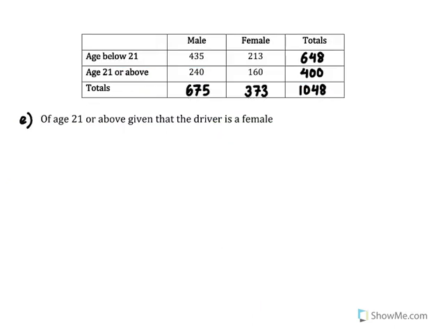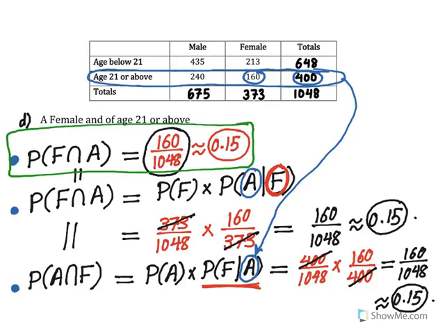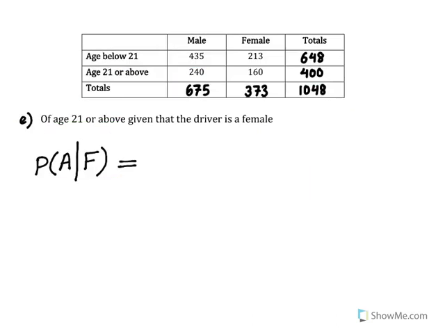Okay, now we go to the last question, which is what is the probability that the age is above 21 given that the driver is female? Okay, we already solved it actually on the previous page. It was solved here. Probability of age above 21 given that it's a female. But I will do it again.